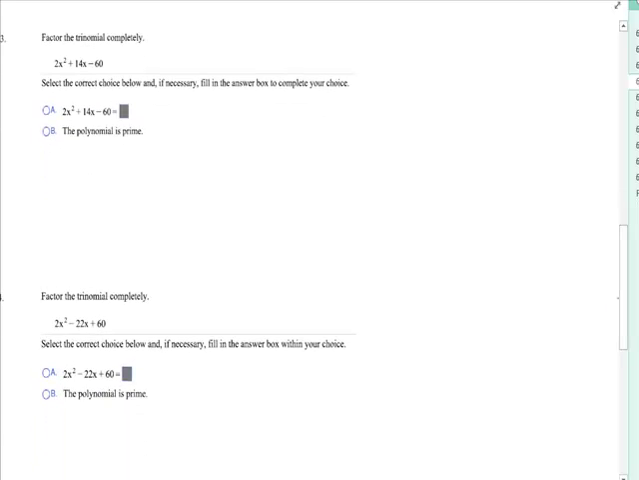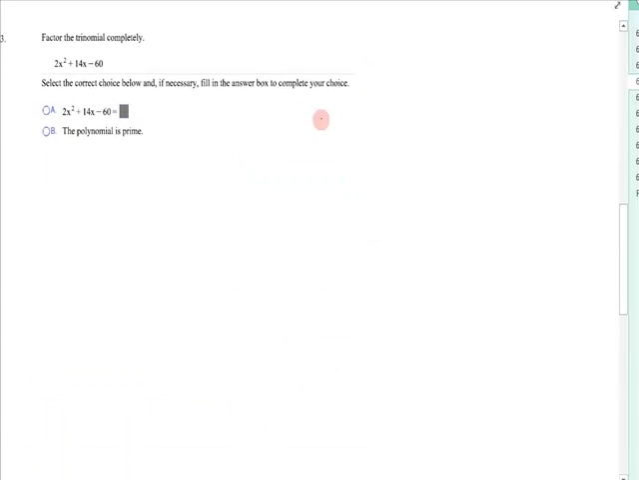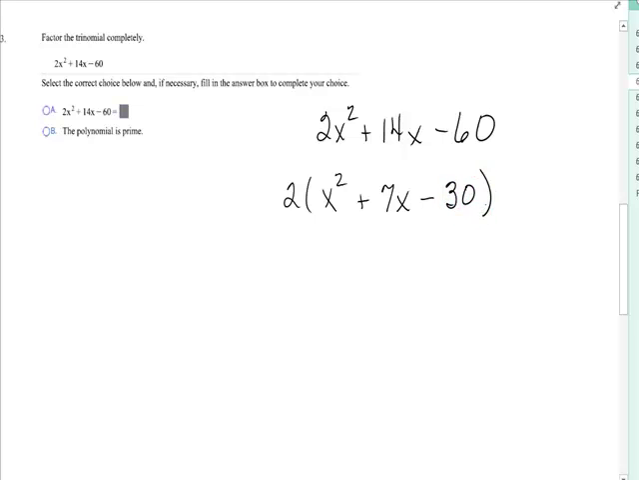Let's look at number 3. I have 2x squared plus 14x minus 60. Is there a common factor? Yes. Common factor is 2. 2 goes into the first term, x squared times. 2 goes into the second term, 7x times. 2 goes into negative 60, negative 30 times. Keep the 2, and let's see if we can factor the trinomial by trial and error. Last sign is negative, so it's 1 plus and 1 minus. I know it's x and x.